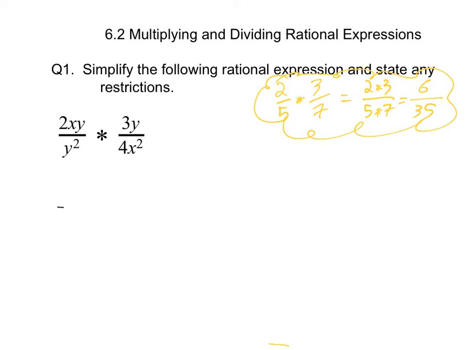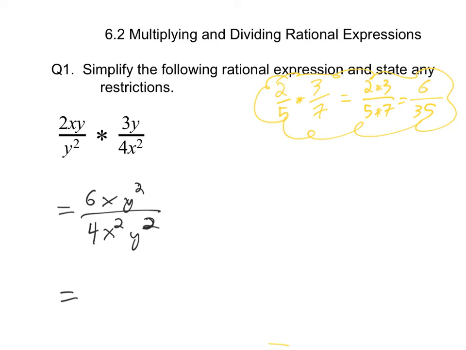So we're going to multiply together the numerators. 2 times 3 is 6 times x. Y times y is y squared, divided by 4 x squared y squared. At this point, we're going to look to simplify this expression by looking for factors that exist in the numerator and in the denominator.